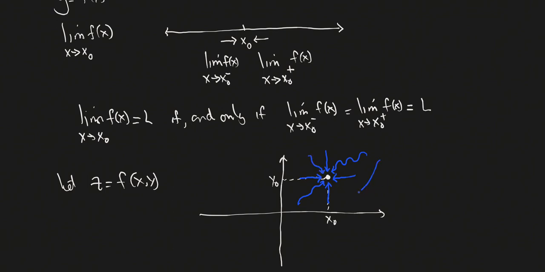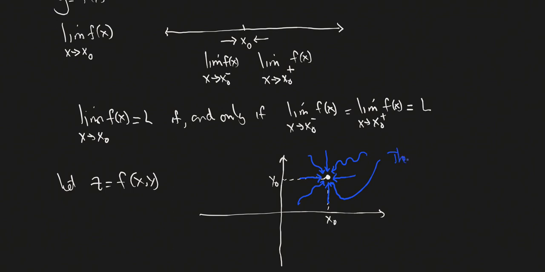right? And then you can have some really fancy ones. And notice there are actually infinitely many directions from which x0, y0 can be approached. So just thinking about that, you see a pretty stark difference between a function of one variable and a limit, versus a function of two variables and its limit, right? So I'll just make a note here.